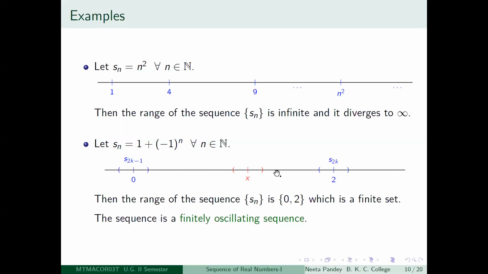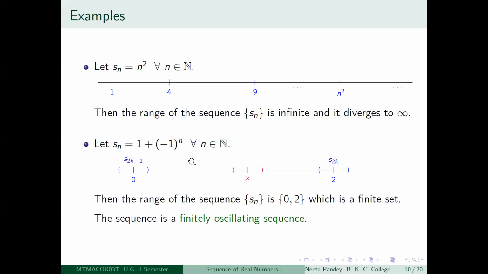But what happens with 0 and 2? So for example, look at 0. First of all, 0 is a different number from 2. So you can choose a neighborhood which is not containing the point 2. Like in the picture, I have shown a small neighborhood. It could be larger also. The only condition I am putting is that 2 should not be in that neighborhood. So then what is happening? S1, S3, S5, S7, and so on, all these odd terms of the sequence are going to lie in this neighborhood. So the neighborhood of 0 has infinitely many terms. That is perfectly all right.